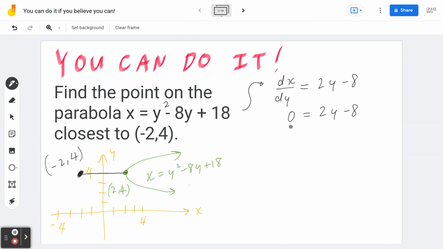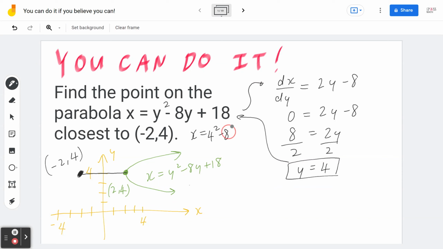Now here comes a little bit of mental math. I can bring negative 8 to the left, which equals 2y. The opposite of multiplying by 2 is to divide by 2. So y is going to be 4. Now, to find the corresponding x value, I can plug it back in. And if you do that, this is going to give you x equals 4 squared minus 8 times 4 plus 18. That's going to be 16 minus 32 plus 18, which equals 2.